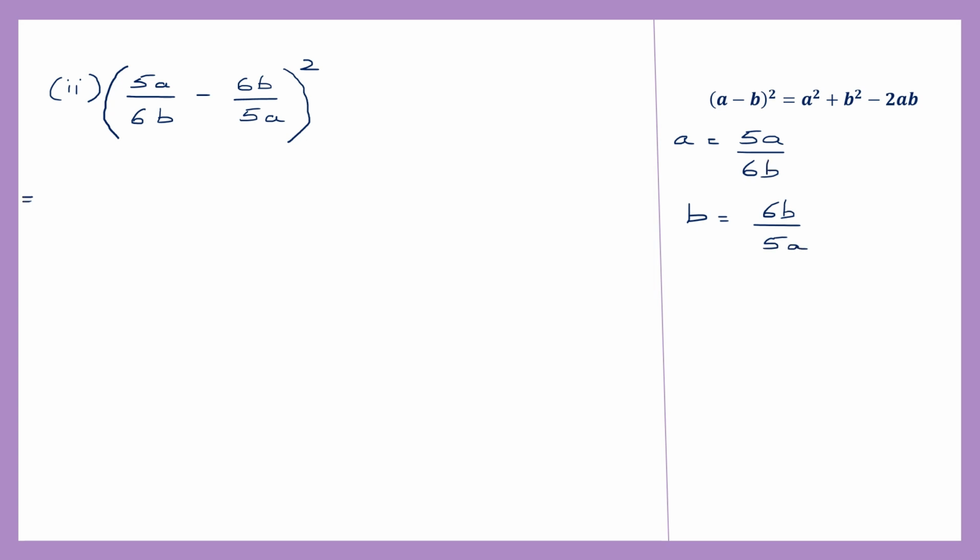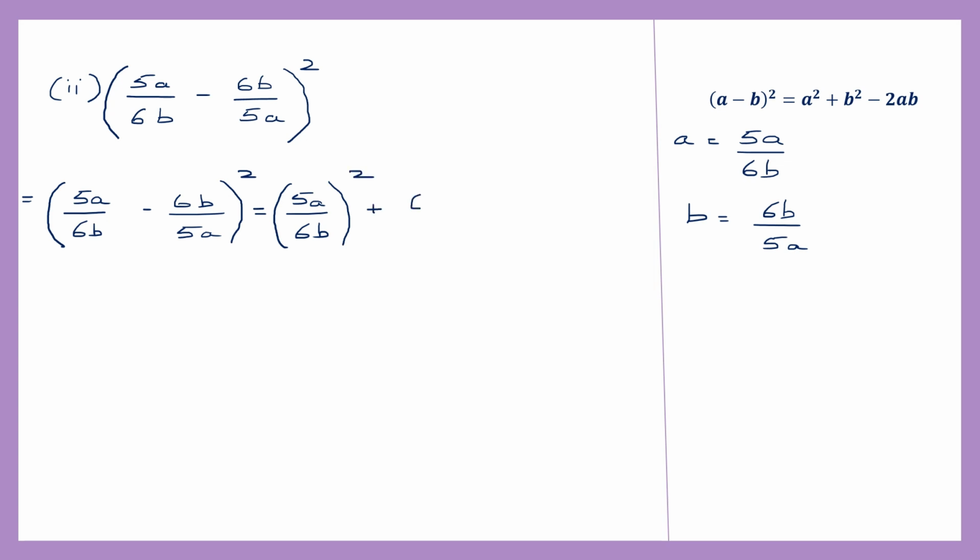So now let's begin to find the square of this. So 5a by 6b minus 6b by 5a, the whole square of this will be a square, which is 5a by 6b, this is a, isn't it? So this will be a square plus b square, and what is b? 6b by 5a, and the square of this, minus 2ab, that is 2 into a, what is a? 5a by 6b, into b, and what is b? 6b by 5a.